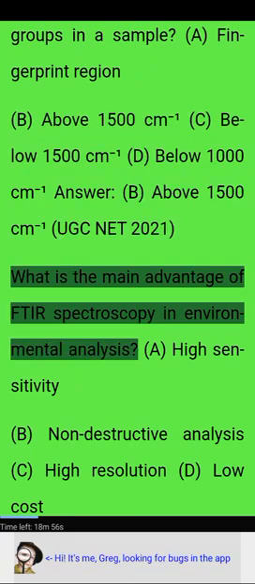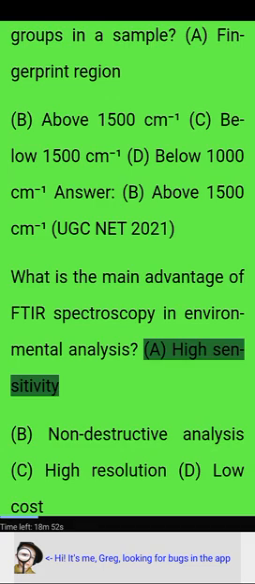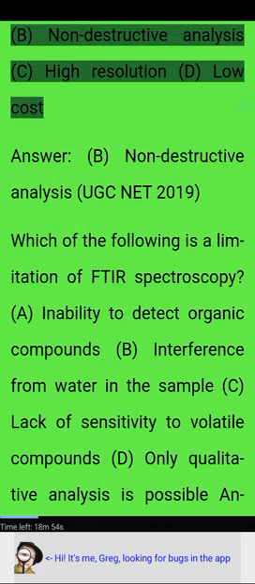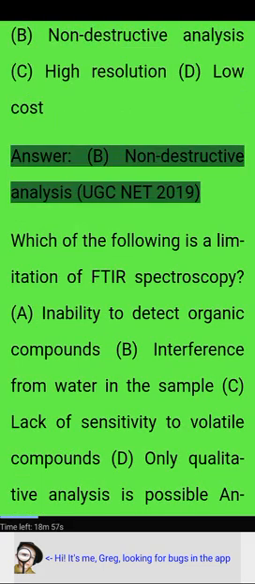What is the main advantage of FTIR spectroscopy in environmental analysis? A. High sensitivity. B. Non-destructive analysis. C. High resolution. D. Low cost. Answer. B. Non-destructive analysis. UGC NET 2019.